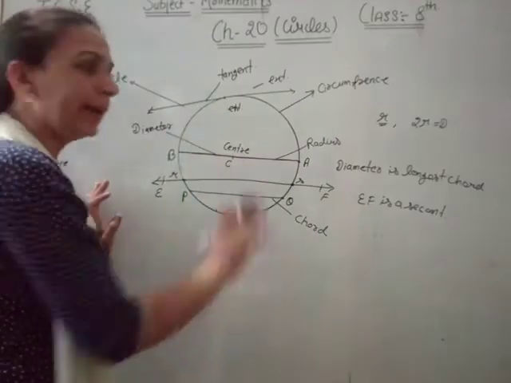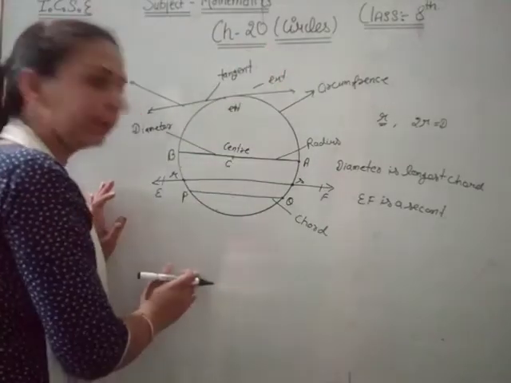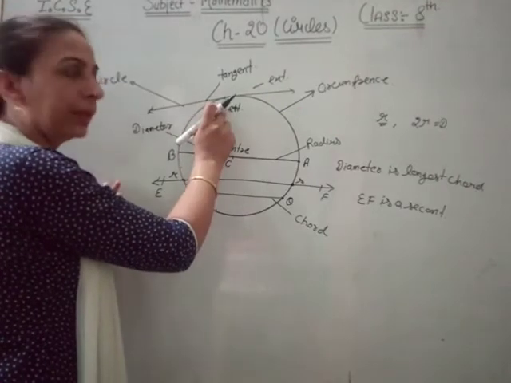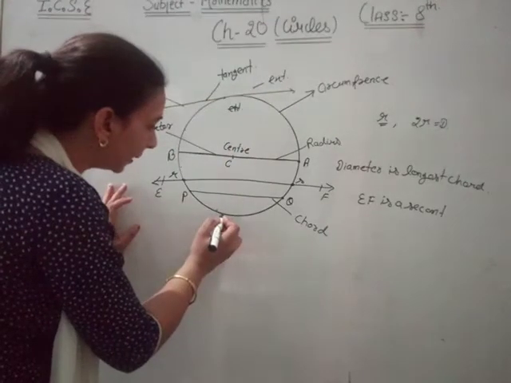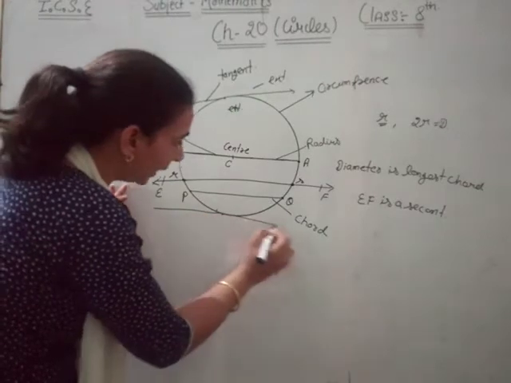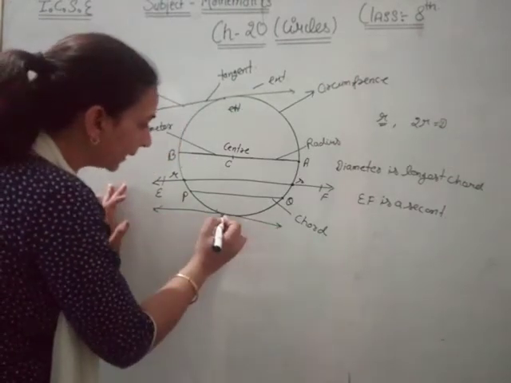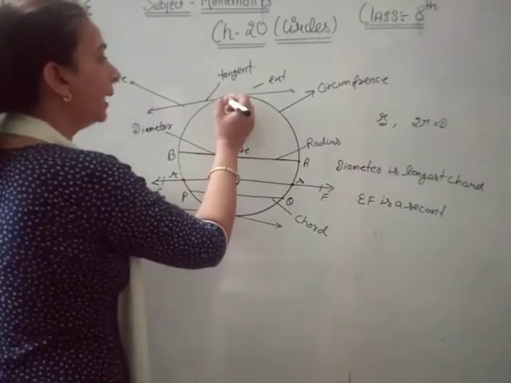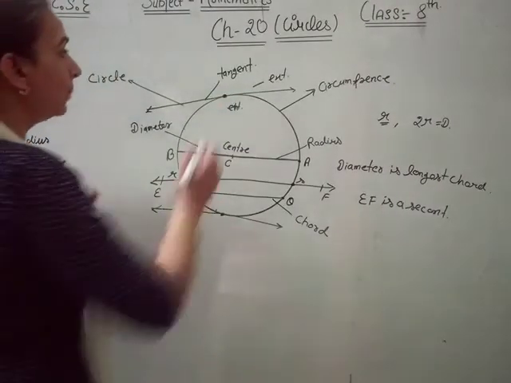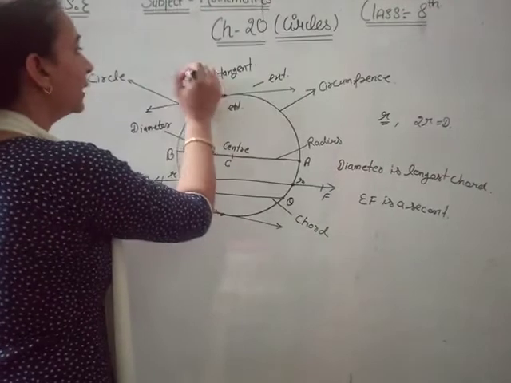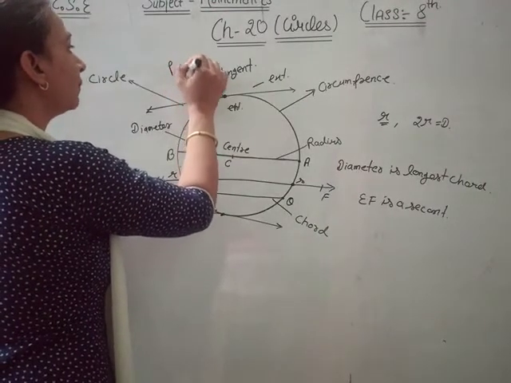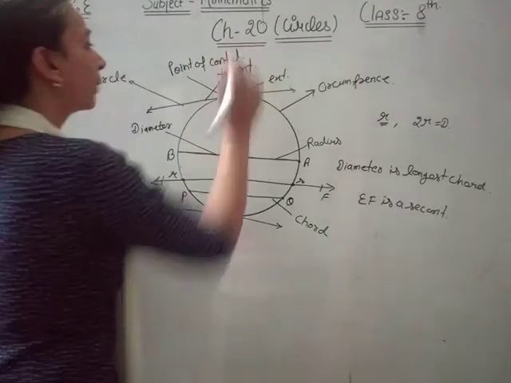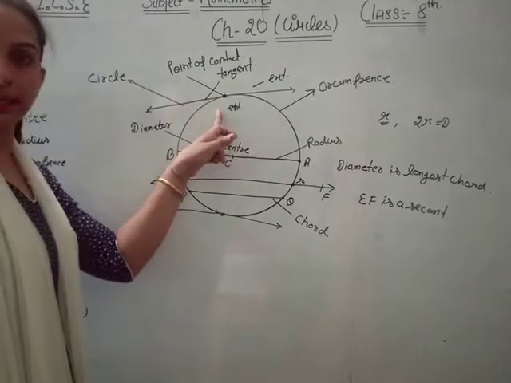There is no tangent which passes through the circle; there is only one tangent that intersects at only one point. If there is any other point, then that is also a tangent. Okay, the tangent intersects at only one point, and this point is the point of contact. This is the point of contact, where the tangent meets the circle.